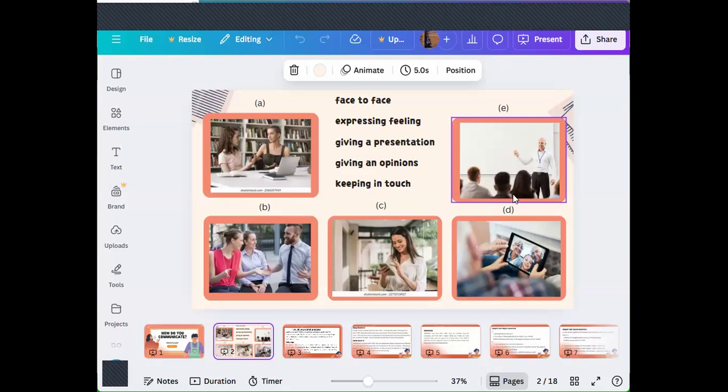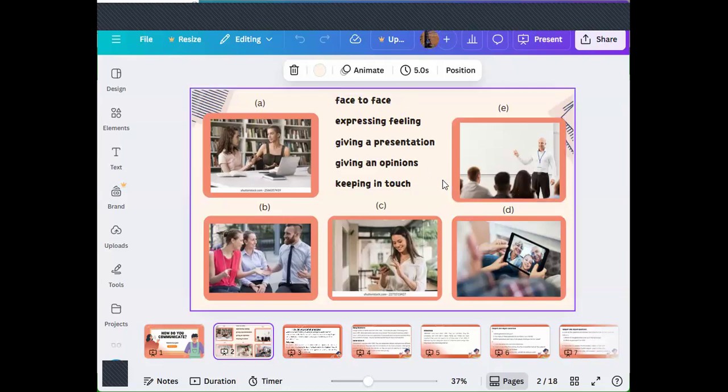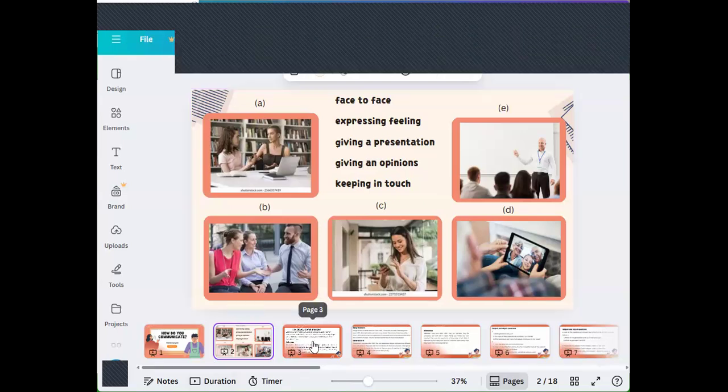a presentation. So there is a lot of communication we use in our daily life. But here are the five things I mentioned today: face-to-face communication, expressing our feelings when we are communicating with other people, giving a presentation, maybe in our job, and also a small communication, a small presentation. And we'll move to the next paragraph that we have to learn today.